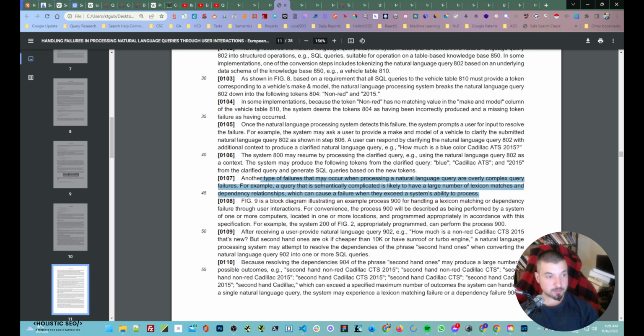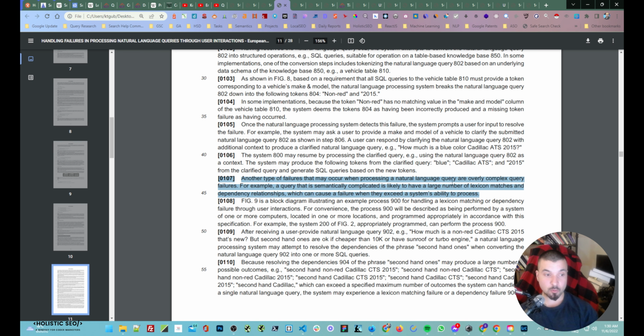Another type of failure that may occur is about word errors. Let me explain. Natural language queries can have overly complex query failures. For example, a query that is semantically complicated is likely to have a large number of lexical matches and dependency relationships, which can cause failure when they exceed the system's ability to process. I already published the query processing before, but basically, if a query has a really big amount of semantic connections to other queries or other contexts, search engines will need to create a mixed search engine result page from different contexts. Use these things for your advantage.